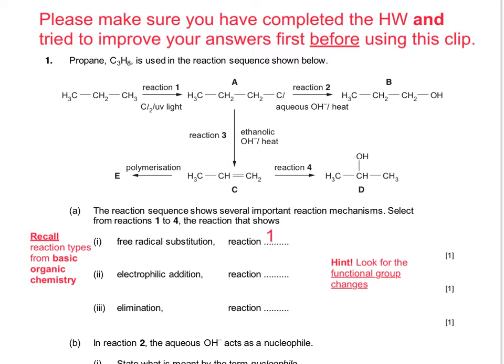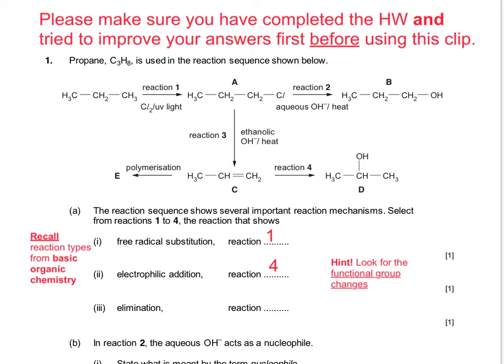The second one, electrophilic addition, an addition reaction means two things coming together to make one product. And also electrophilic addition only happens at A level with alkenes, so it's obviously going to be something involving an alkene. So if you look at the reaction sequence, you can see clearly that compound C is an alkene because it's got a carbon-carbon double bond. So that must mean that reaction 4 is your electrophilic addition.